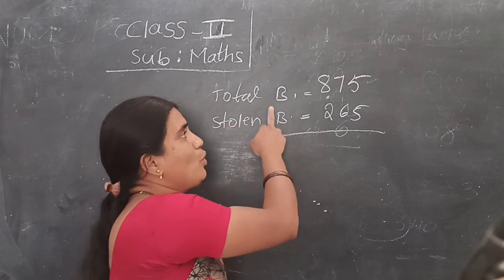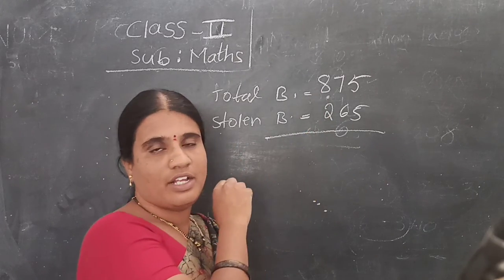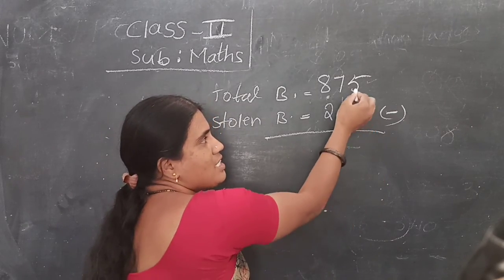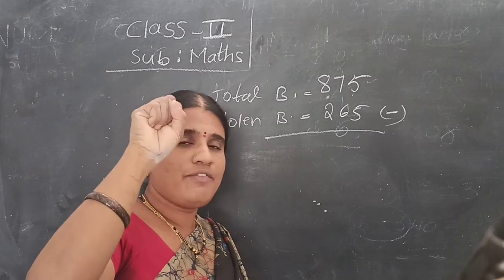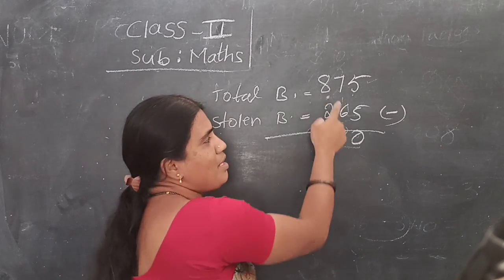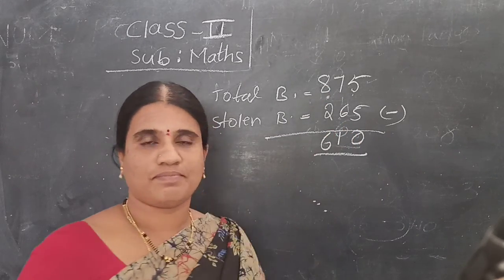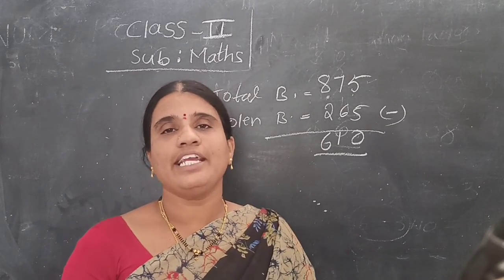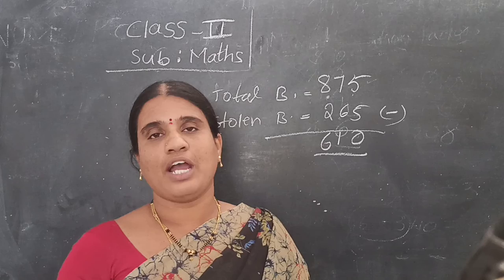So here also, total books are 875. The thief stole 265. So here we have to do the subtraction. You have 5 fingers open and you have to close 5 fingers. So, how many fingers are remaining? None. So, 0. 7 minus 6 is 1. 8 minus 2 is 6. Okay? So, in this way, you have to do additions and subtractions carefully. Without mistakes, you have to do.